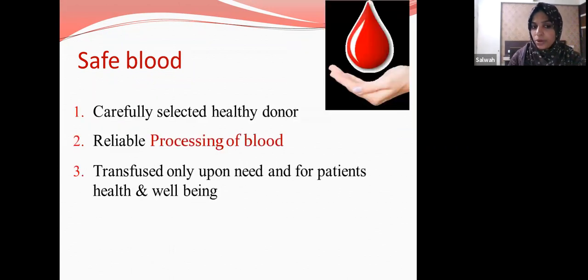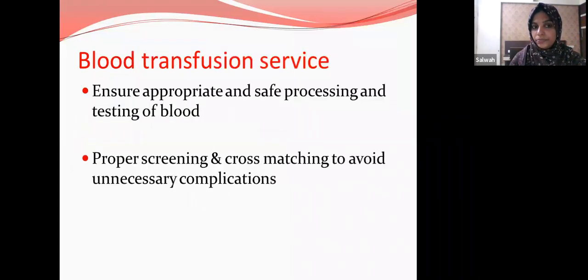Now, the blood has to be processed in a reliable, responsible blood transfusion service. And the blood transfusion has to be done only upon need and for the patient's health and well-being. Now, the blood transfusion service has to be responsible. So these services have to ensure appropriate and safe processing and testing of blood. And they should have proper screening methods and also cross-matching methods to avoid unnecessary complications while transfusing.